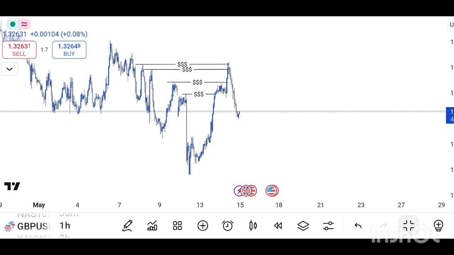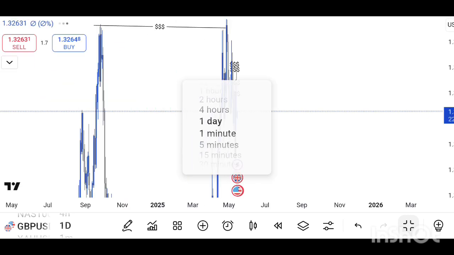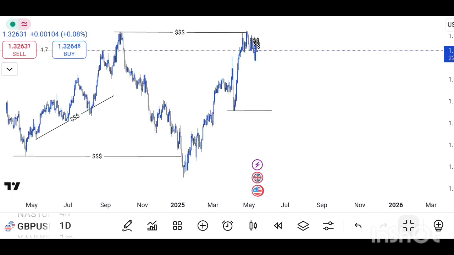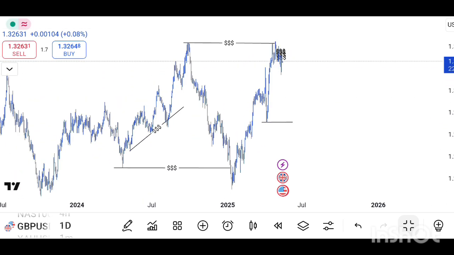What do I mean by correct bias? You don't even check your time frames well. You don't go up to a higher time frame to check the whole bias for the day. It's one thing to just say, okay, let me go to the daily time frame and the market is just going up, and there's another thing to say, okay, look at this example here.